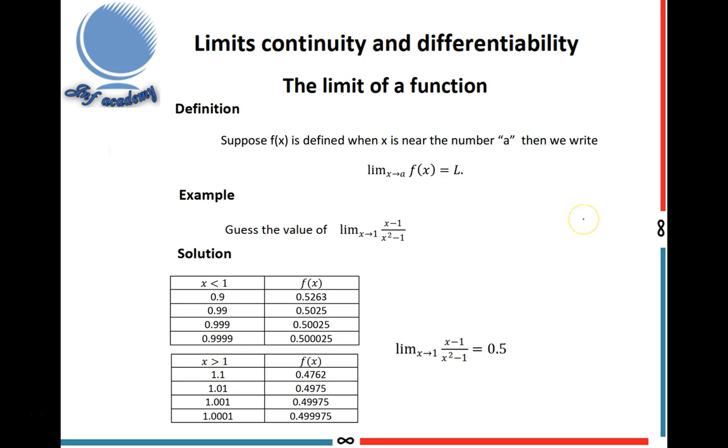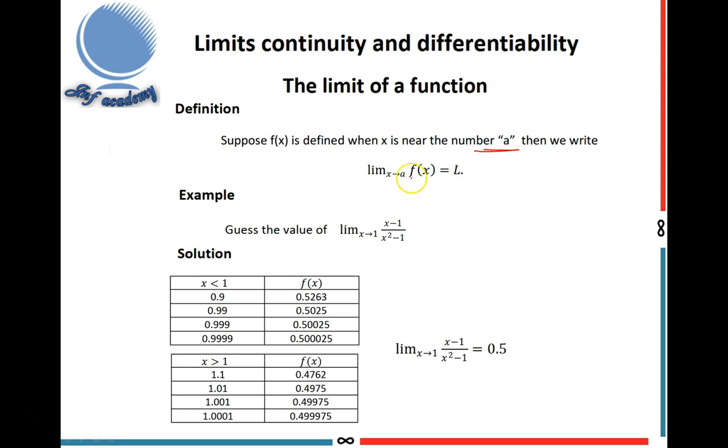First, what is a limit? First I explain the limit of a function, the definition of limit. Suppose f of x is defined when x is near the number a, then we write limit x tends to a, f of x equal to L. This means that f is defined on some open interval that contains a except possibly at a itself. Then we write limit x tends to a, f of x equal to L.